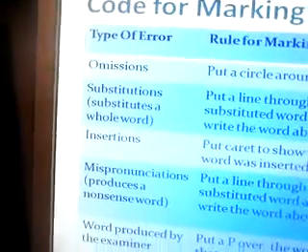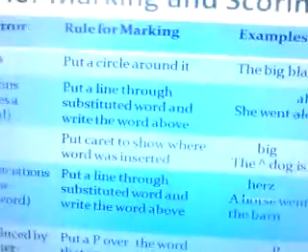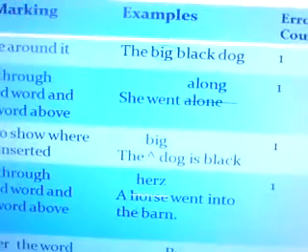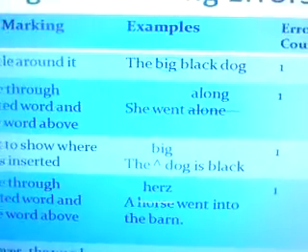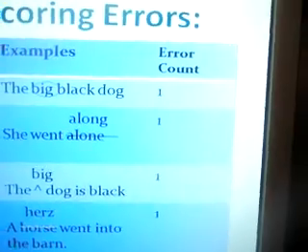Then you have insertions, and an insertion is when they add a word. So basically you're going to put a caret where the word was inserted. And here we have the big dog is black, and they inserted the word big. Now for all these three so far we have error counts, so we deduct points for that.